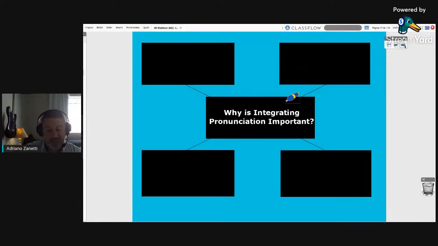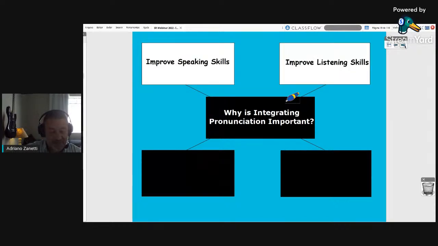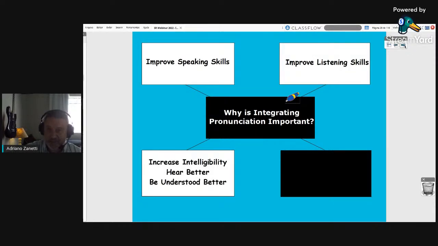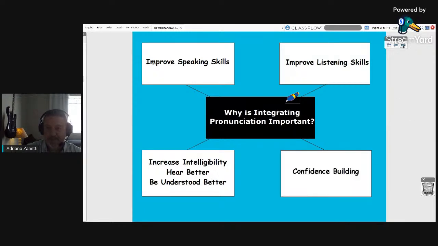And why is it important? Obviously, speaking skills, then listening skills, then intelligibility. Because when you hear better, you are understood better, and that's what we want to achieve: intelligibility and confidence building. The moment you are aware of the things you can get right as opposed to the things that you are getting wrong, so you are confident. You can go to a conference, you can deliver your presentation, you can understand the presentation, you allay your fears of having to do this.